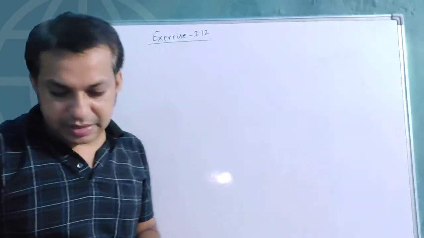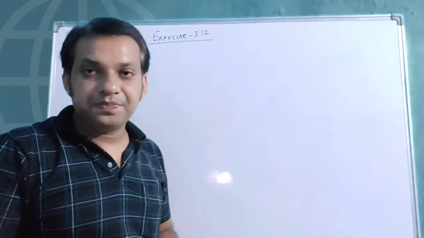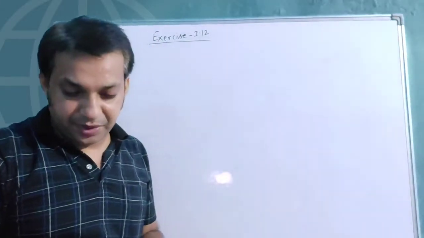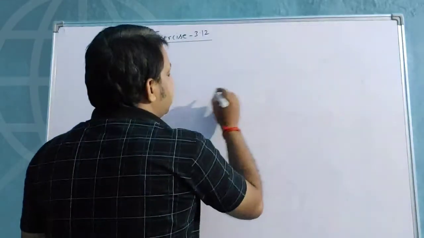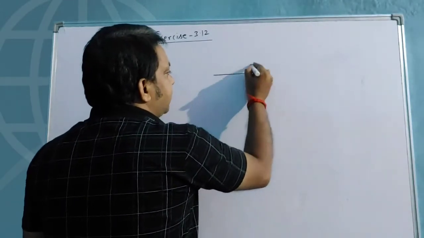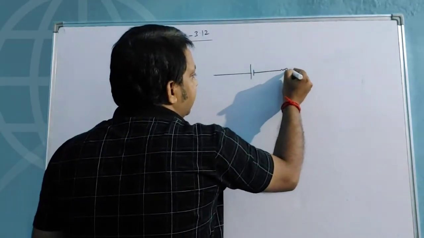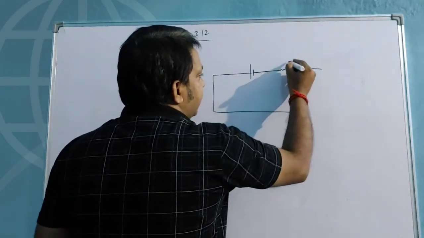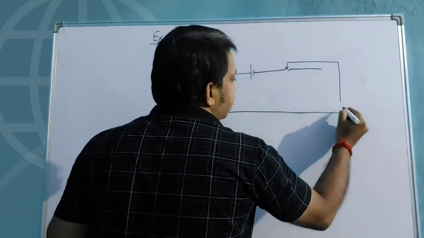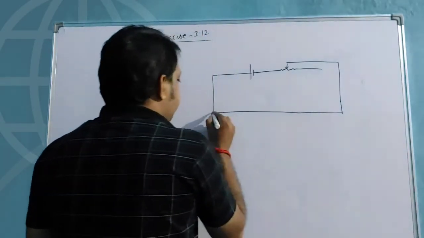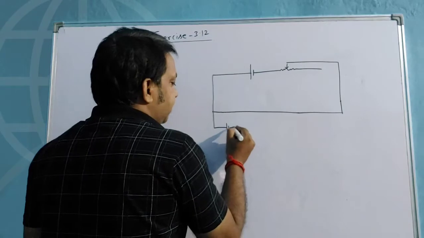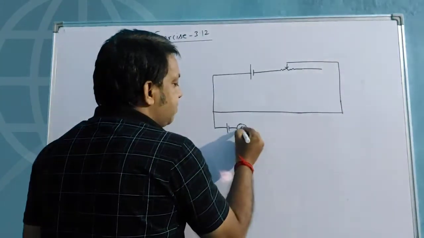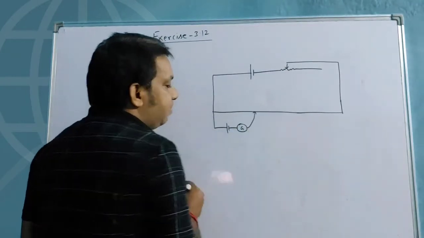The second question asked by the students is 3.12, which is based upon the potentiometer setup. So I am drawing the simple circuitry of the potentiometer. There is a driven battery, and then there is a rheostat, and here you are getting a slider. This is a simple circuit, and here you are connecting the cell whose EMF is to be calculated, and here the galvanometer, and here you are getting the balancing length.